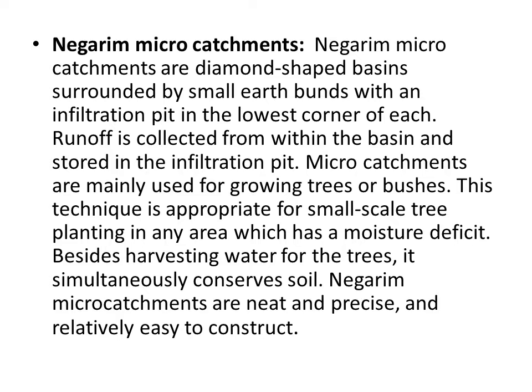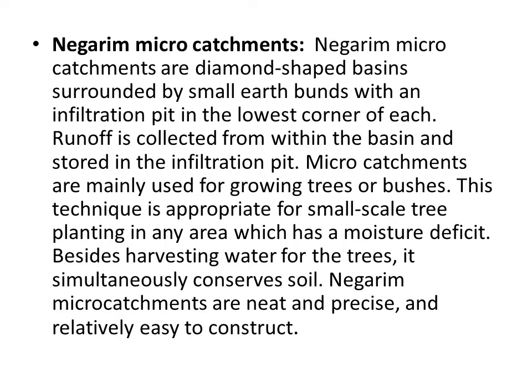Negarim microcatchments. Negarim microcatchments are diamond-shaped basins surrounded by small earth bunds with an infiltration pit in the lowest corner of each. The Negarim microcatchment consists of diamond-shaped bunds in the basin area to collect the water, and there is a pit at the lowest corner of that diamond shape to allow for infiltration. Runoff is collected from within the basin and stored in the infiltration pit.